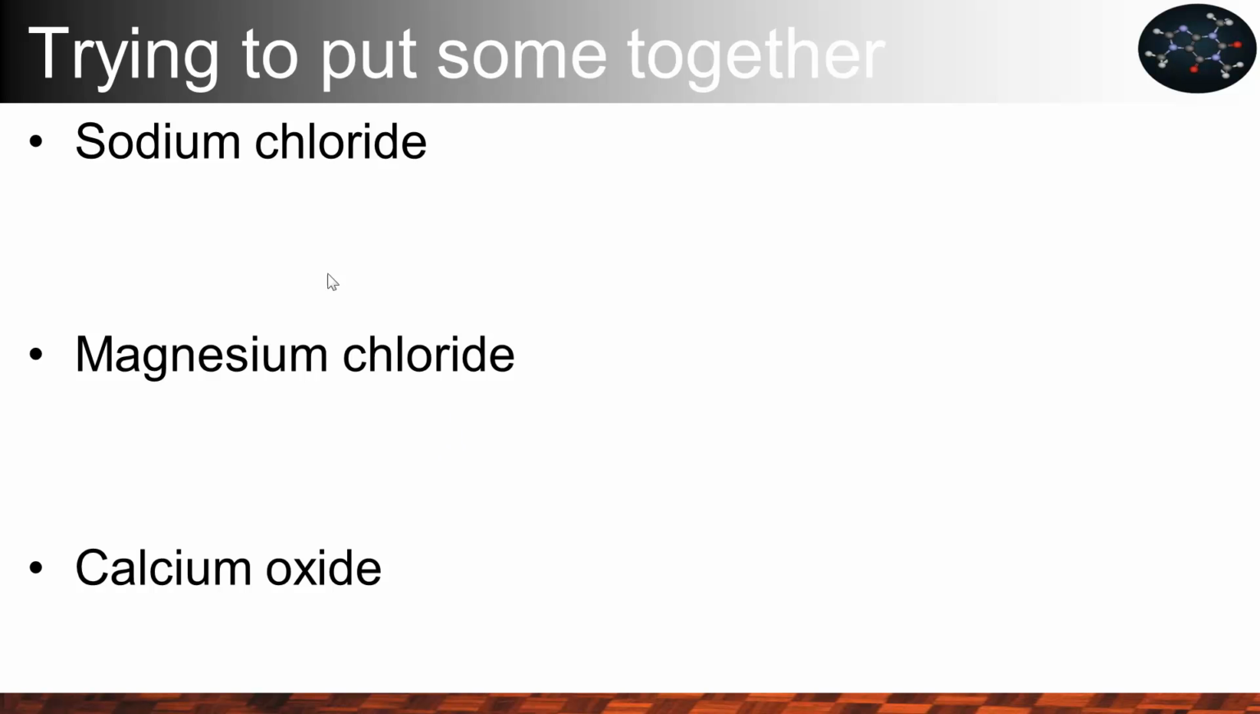Alright, so let's put some together. Sodium chloride. To make the chemical formula, we look up the atomic symbol for sodium and for chlorine. Remember, chloride is just the ion substance for chlorine. We give a little bit of space so we can put subscripts if we need to. And then from the periodic table, we look at whether these ions will be +1, -1, +3, whatever they're going to be.